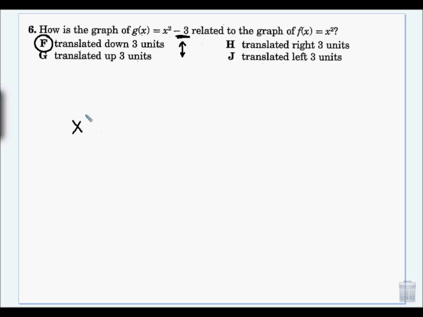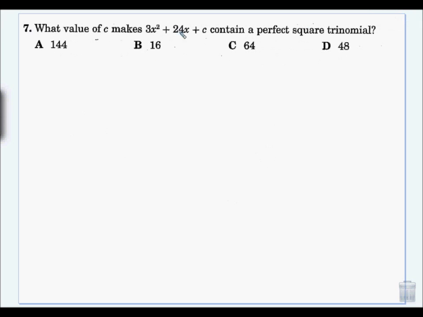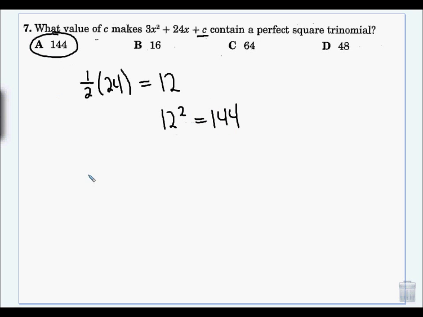So if it's something plus, say C, we went up C. If it's this minus C, we go down C. Okay, we are looking for this value of C. So to do that, we take 1/2 of 24, which is 12, and then we square it to get 144, so A.